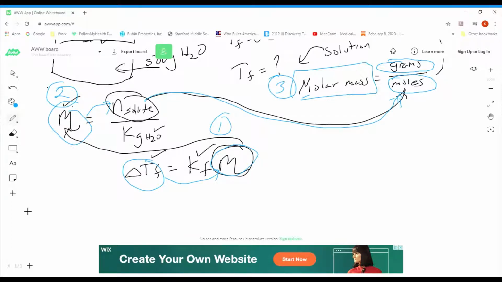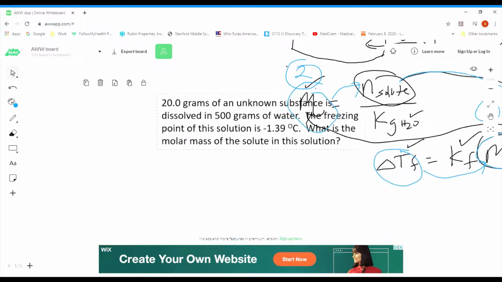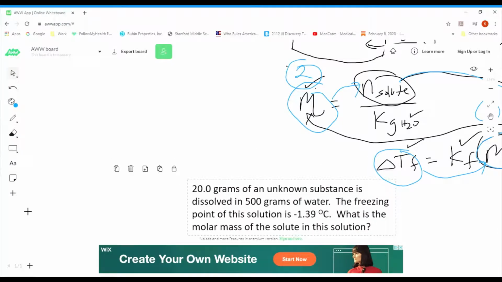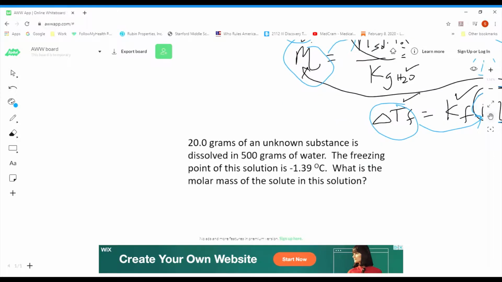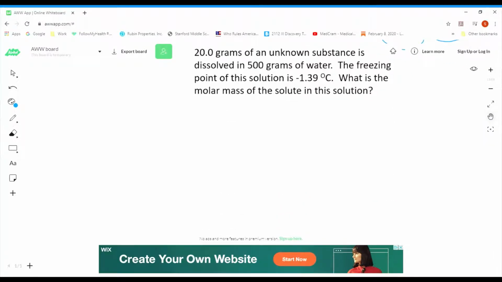Now, before I get going with that, I need to bring the question down again, just so we can see it. So we bring the question down here and move all that work up. So we've got a new slate going here.